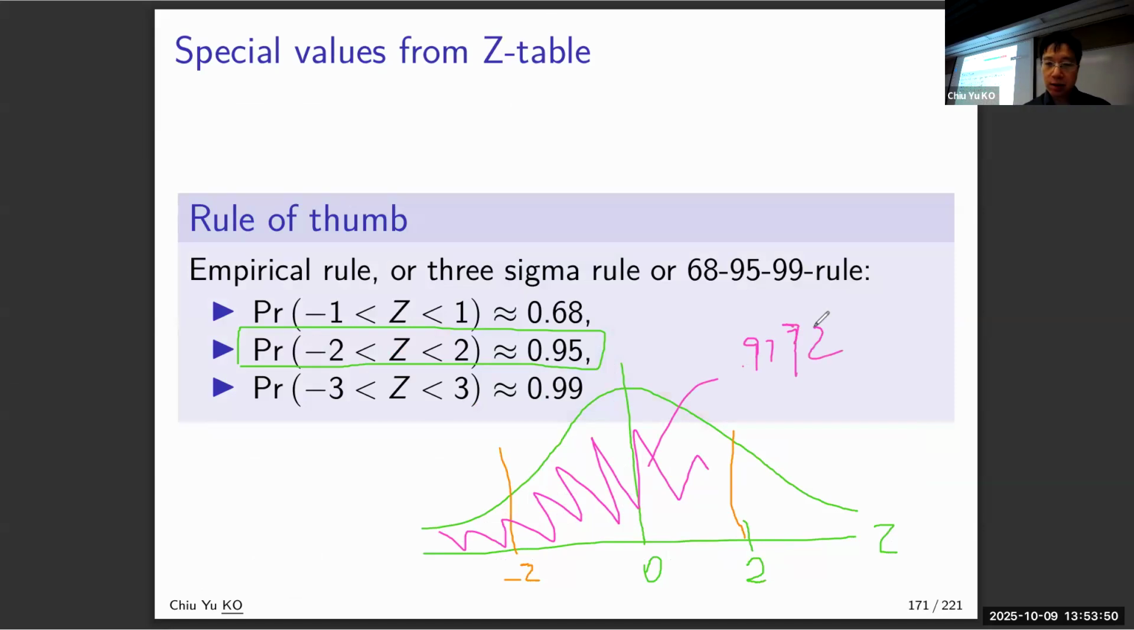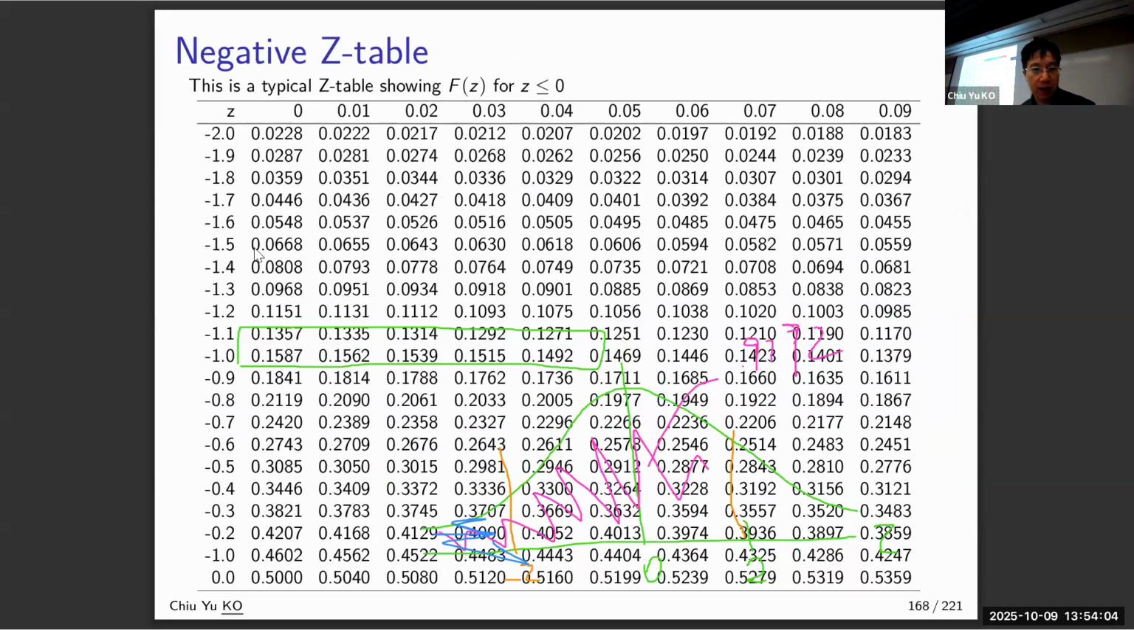Now, what about this blue area? What's this number? Look at negative 2, which is 0.0228.